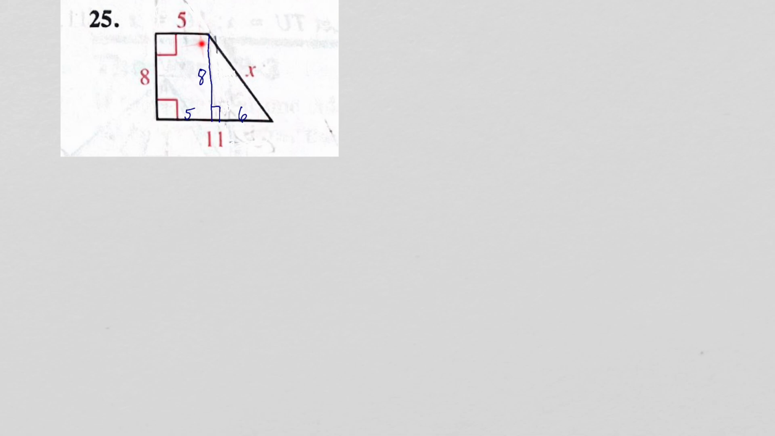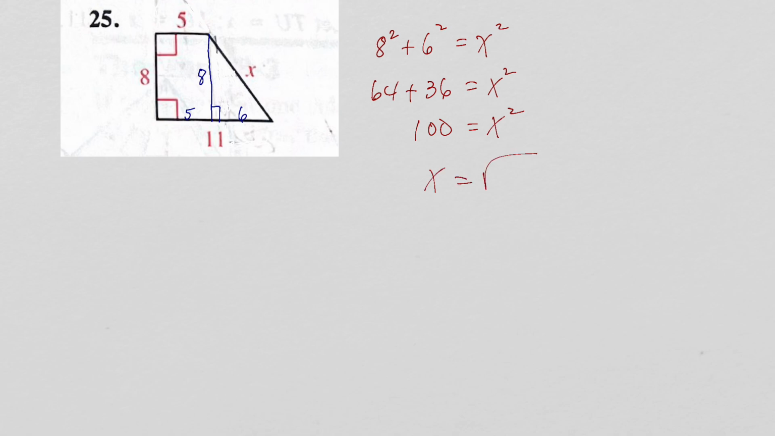So here's our right triangle. There's our hypotenuse. So 8 squared plus 6 squared is equal to x squared. 64 plus 36 is equal to x squared. So x is the square root of 100. So x is equal to 10.